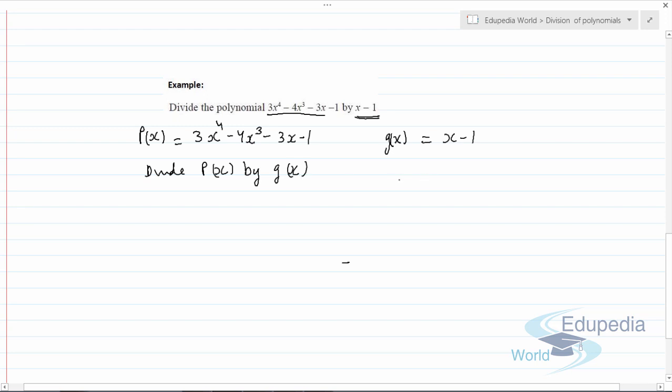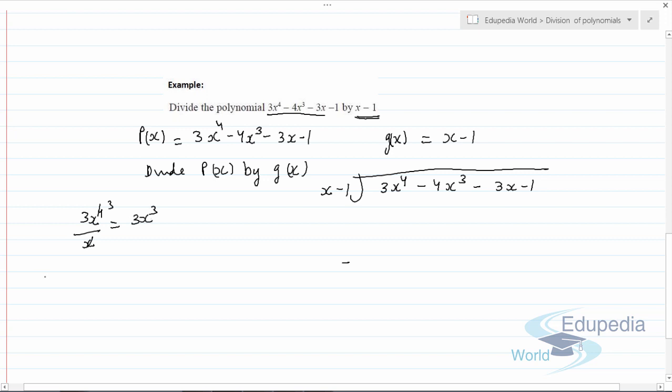So this means we write it like this: 3x raised to power 4 minus 4x cube minus 3x minus 1 by x minus 1. Then we'll continue the same process. We divide 3x raised to power 4 by x. The answer will be 3x cube. Then we'll multiply 3x cube with x minus 1. What we get is 3x raised to power 4 minus 3x cube.